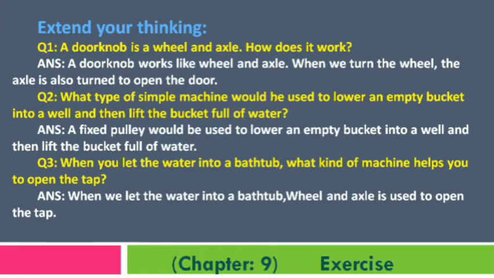Number 2: what type of simple machine would be used to lower an empty bucket into a well and then lift a full bucket of water? Definitely, it is a fixed pulley, like we have seen in the previous lectures. I have shown you the picture of that also. The pulley is fixed over there, and with the rope the bucket moves down, and then we rotate it, and the bucket full of water comes up.